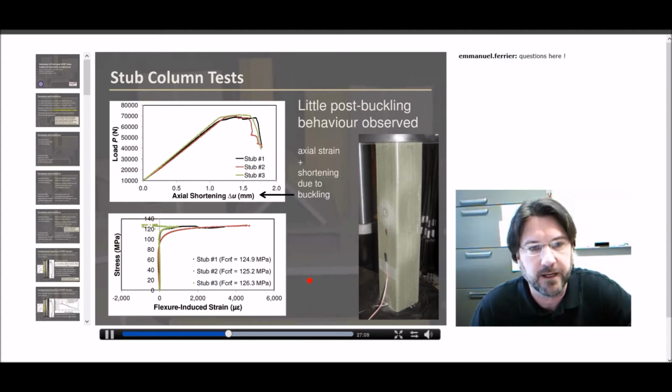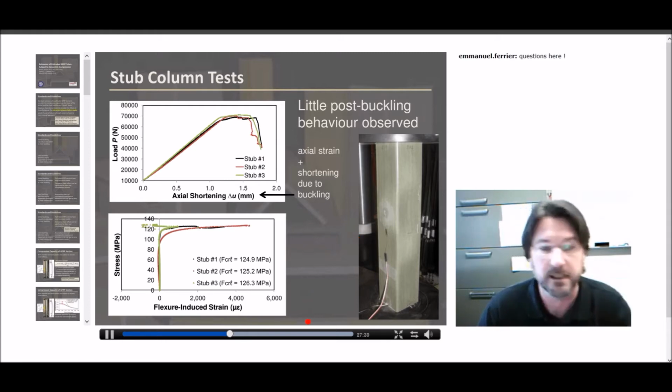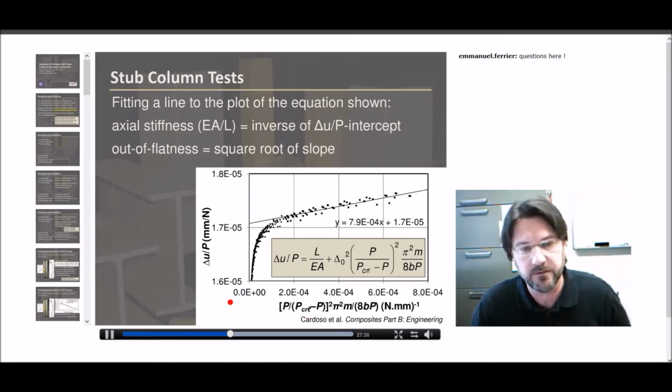Experimental data. Just an example of the stub test. It's very, very repeatable. Very little post-buckling behavior was observed, and the flexure-induced strains were, again, also very, very repeatable, very consistent from these strain gauges that, again, were installed to capture the flexure of the wall itself as it buckled. So each individual test we have to apply the Southwell method to.